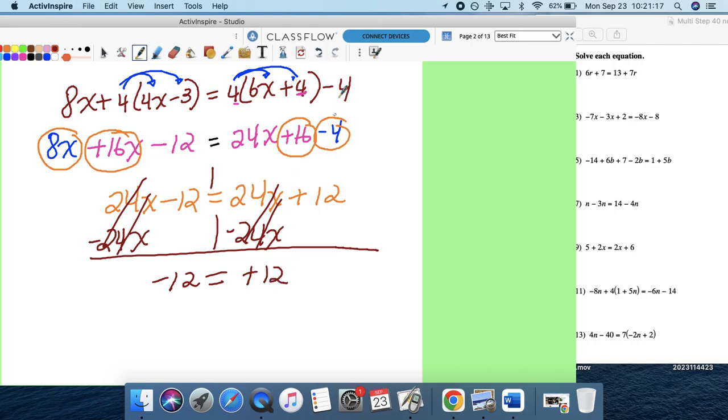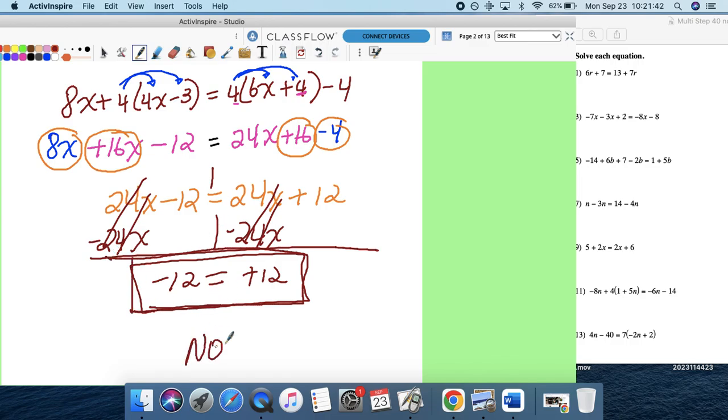So that's saying negative 12, I can leave that as well. Negative 12 equals positive 12. So first of all, look at that statement. Is negative 12 ever equal to positive 12? Ever. Because that's what that's saying. So if you ever come to a situation like this, there is no solution to this equation because there's no way negative 12 is ever going to equal positive 12.